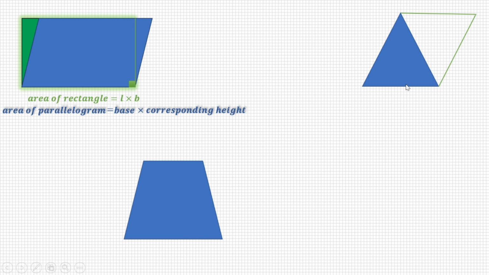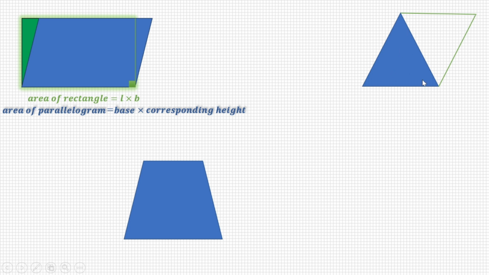In the same way, this is equal. So three sides of this triangle are equal to three sides of this triangle. That means the triangles are congruent by the SSS side congruency criteria. As they are equal, their area is the same. That means the area of this blue triangle is half of this parallelogram.